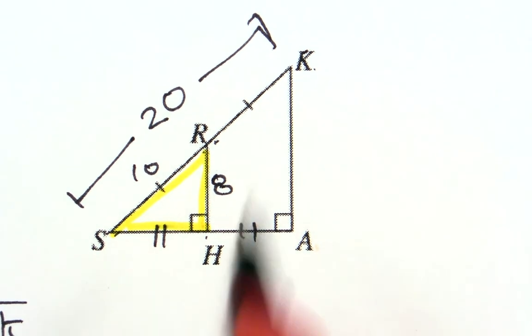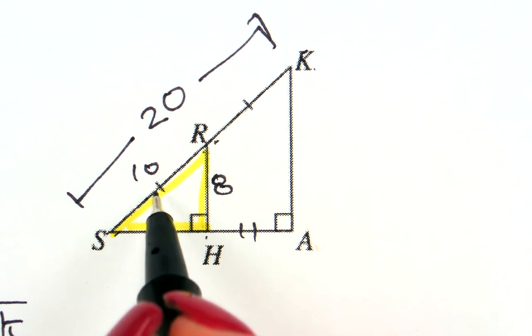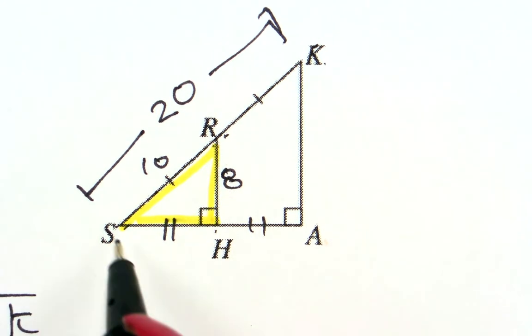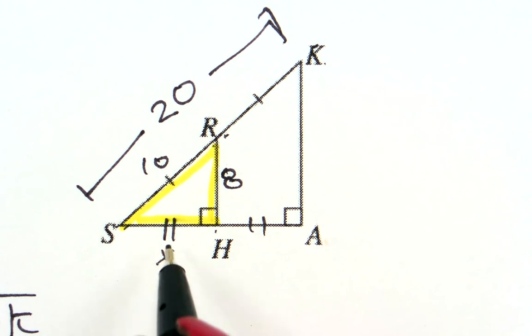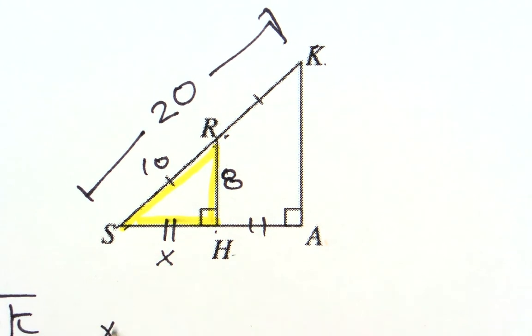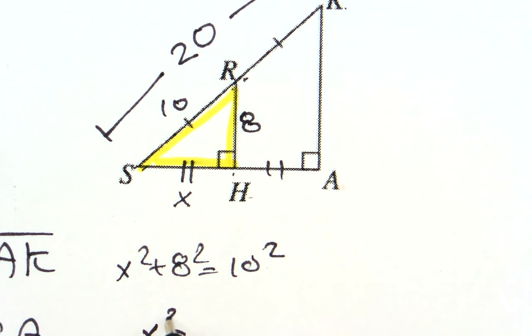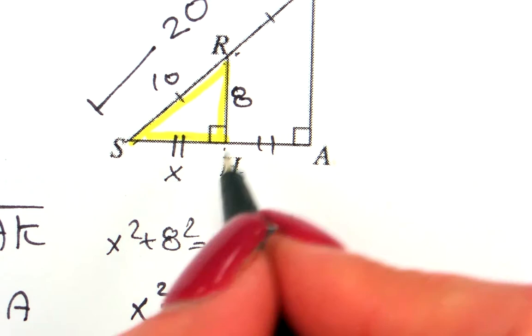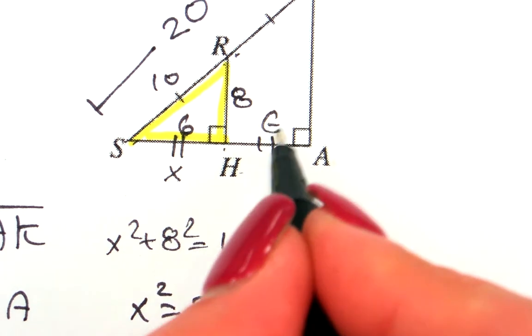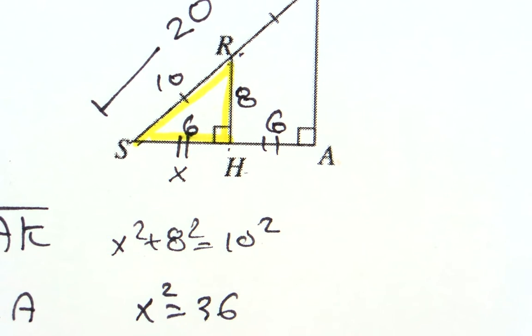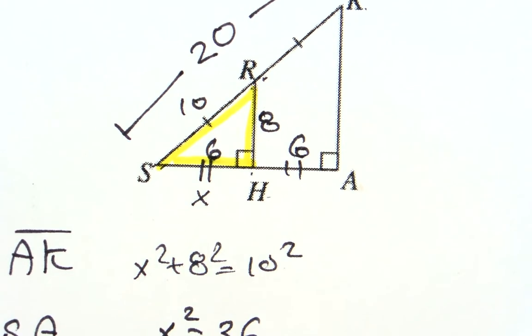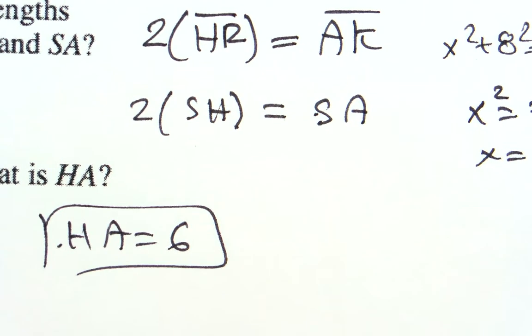If you take the little triangle, you have a leg and you have a hypotenuse. Let's call this x down here, S to H. So x squared plus 8 squared is going to give you your hypotenuse, so 10 squared. Then you figure out that x squared is equal to 36, so x has to be equal to 6. So this has got to be 6, so this part has to be 6 also, because they're doubled. Okay, that's it. So as a final answer, HA is equal to 6.